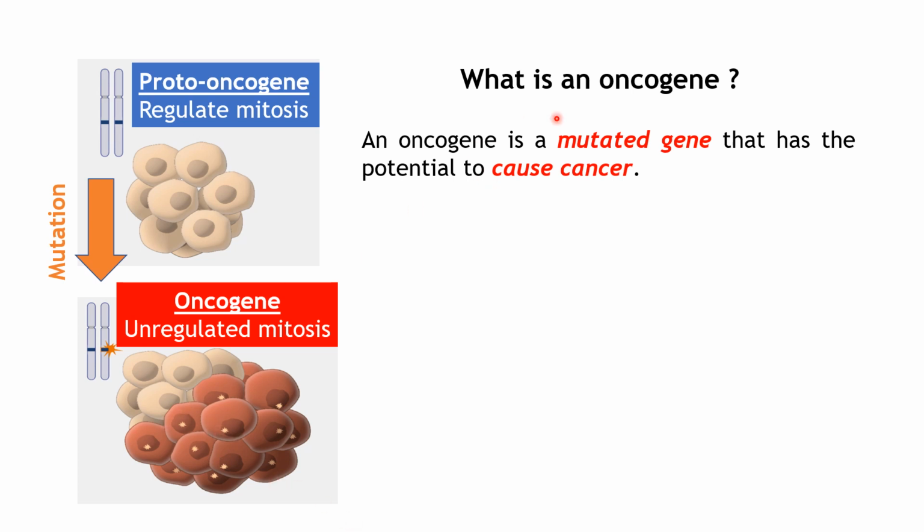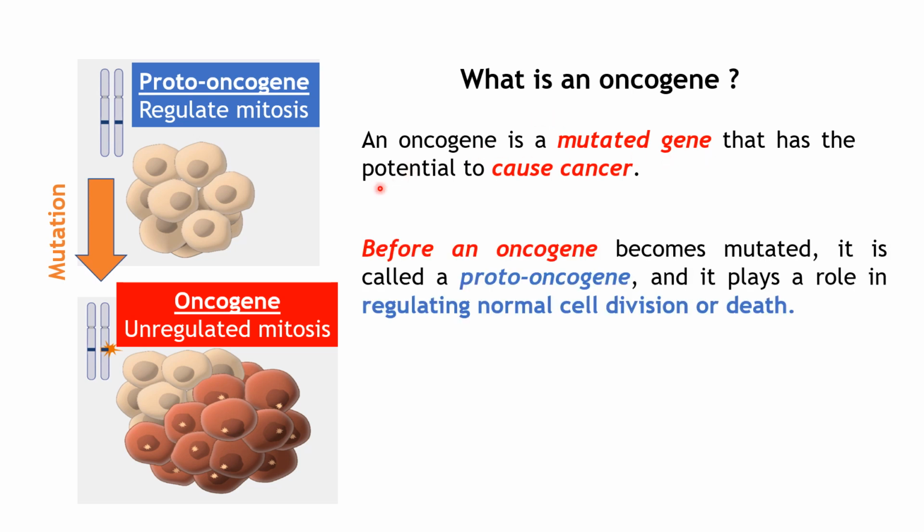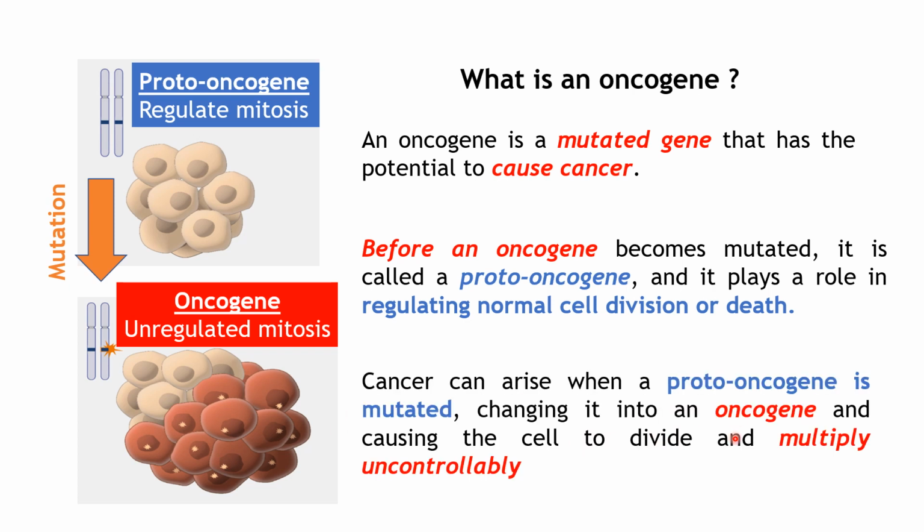So what is an oncogene? An oncogene is a mutated gene that has the potential to cause cancer. Before an oncogene becomes mutated, it is called a proto-oncogene, as I show you here, and it plays a role regulating normal cell division and cell death. Cancer can arise when a proto-oncogene is mutated, changed into an oncogene, causing the cell to divide and multiply uncontrollably, without any control.